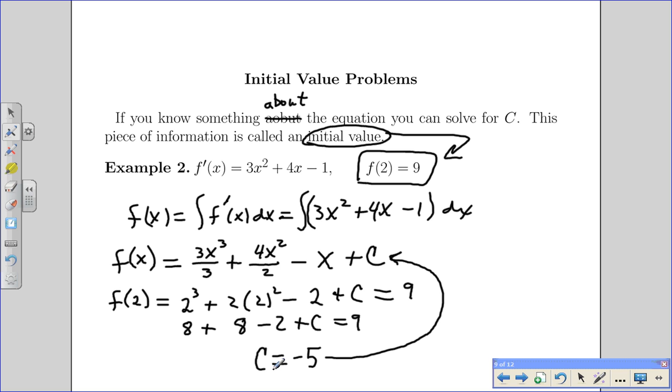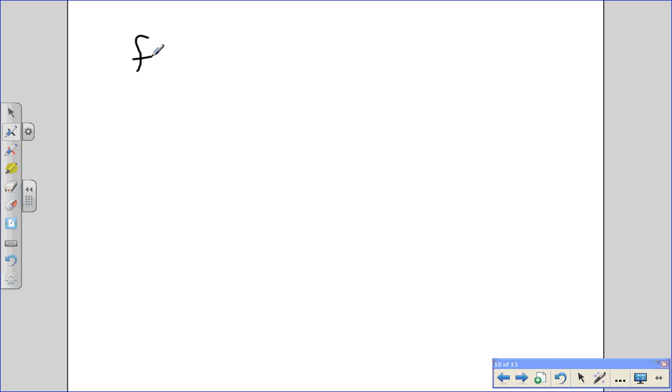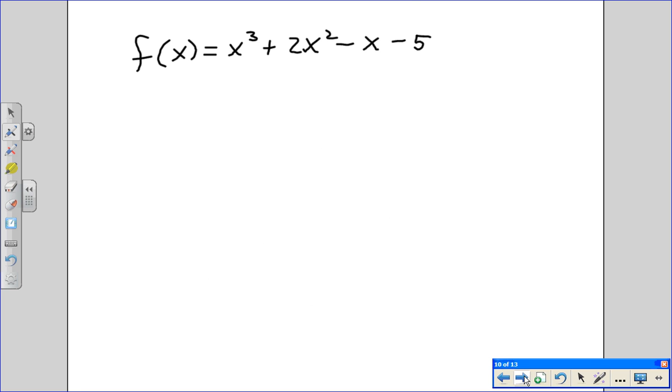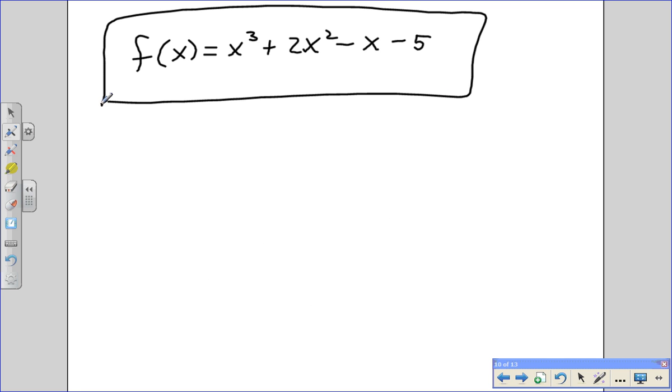So my answer is x cubed plus 2x squared minus x minus 5. Let's make sure that's right. x cubed plus 2x squared minus x minus 5. I was able to solve for my constant, and now if you need to do something with this equation, you can, because you don't have an unknown value of c.